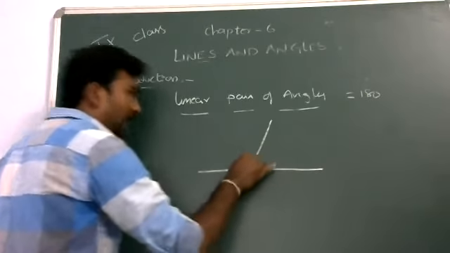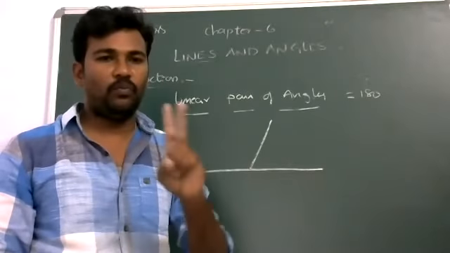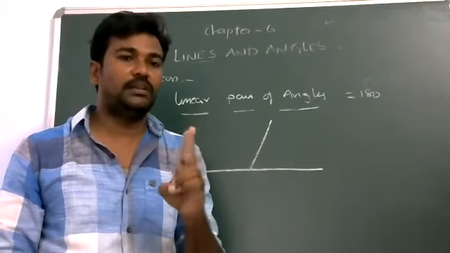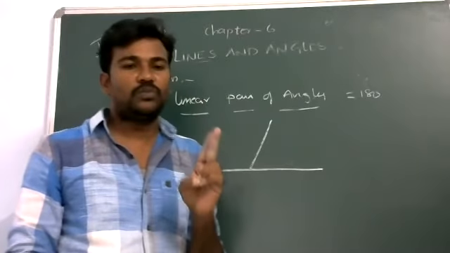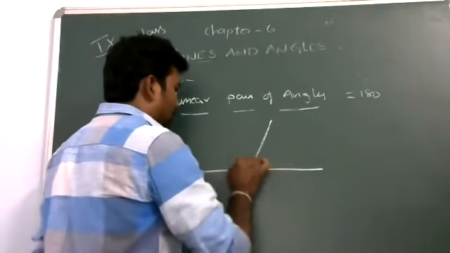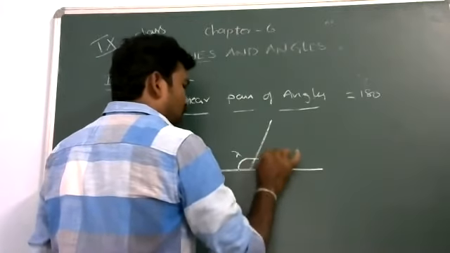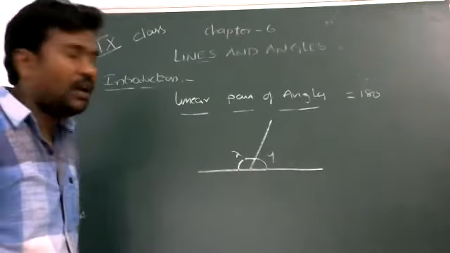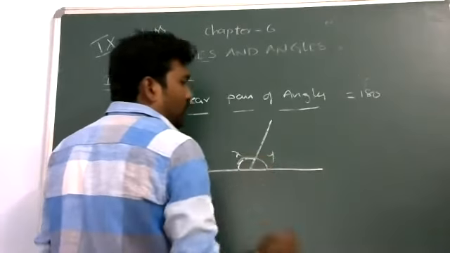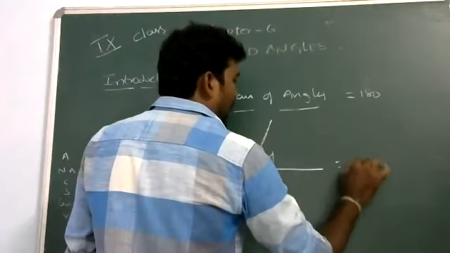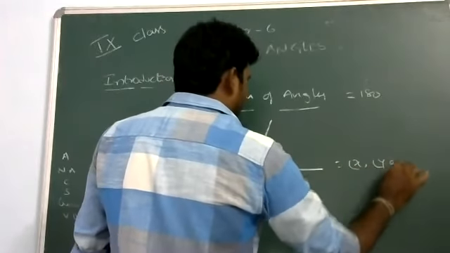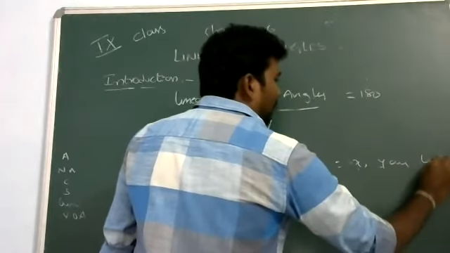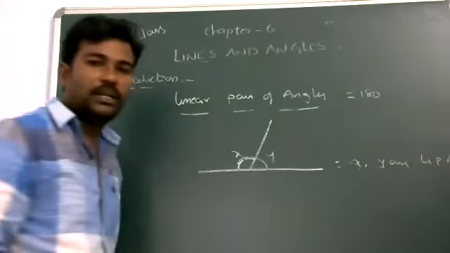So linear pair: linear means one pair of angles, but these two must be adjacent. Here you can assume this one as x and this one as y. Here you can observe, are these two adjacent or not? Yes, these two are adjacent. And the sum of these two angles equals how much? 180 degrees. Then angle x and angle y are called a linear pair of angles.